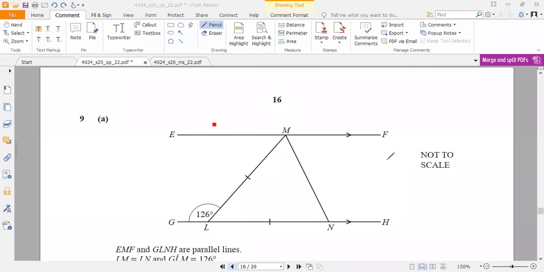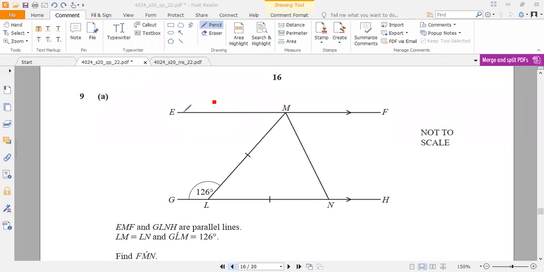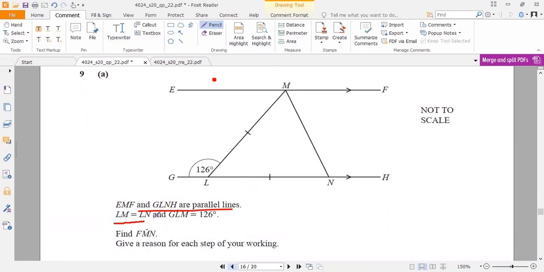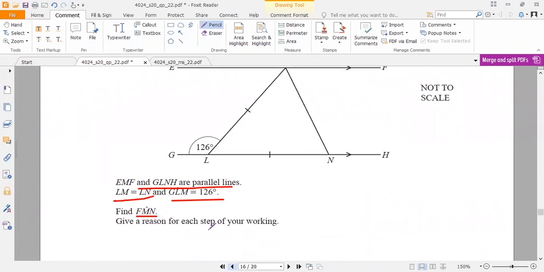Now let's start with question number 9. So here we have this kind of shape. The EMF and MGLNH are straight lines. Obviously, these two lines are straight lines, and LM is equal to LN. These two lines are the same in length, and we have one angle, GLM, which is equal to 126, and we need to find out the angle FMN. Give a reason for your steps to solve.